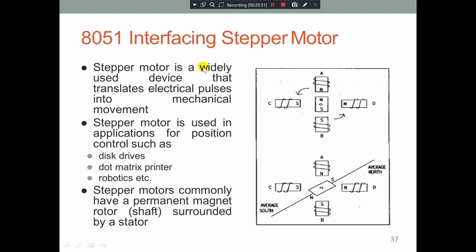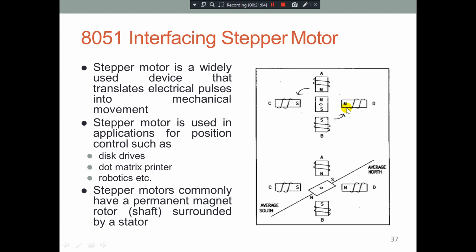The stepper motor is a widely used device to translate electrical pulses into mechanical movements. It is used in applications like disk drives, dot matrix printers and robotics. In the viva they may ask you what a stepper motor is and what its applications are. Stepper motors commonly have a permanent magnet, which we call a permanent rotor or a shaft, surrounded by a stator, as shown in this diagram.